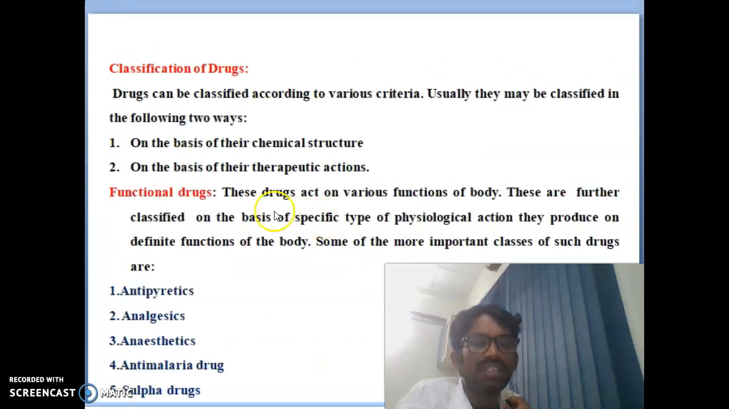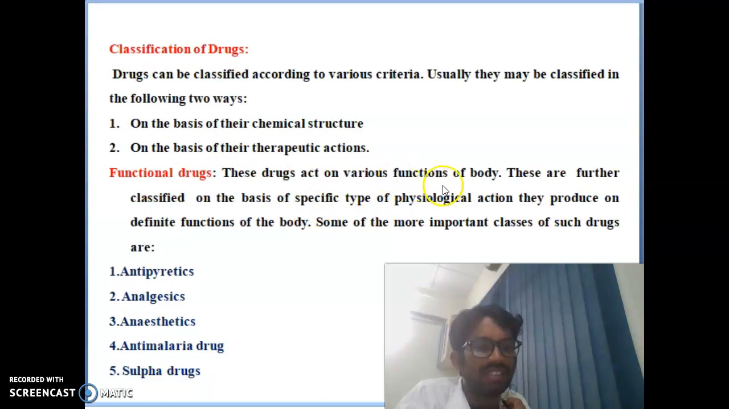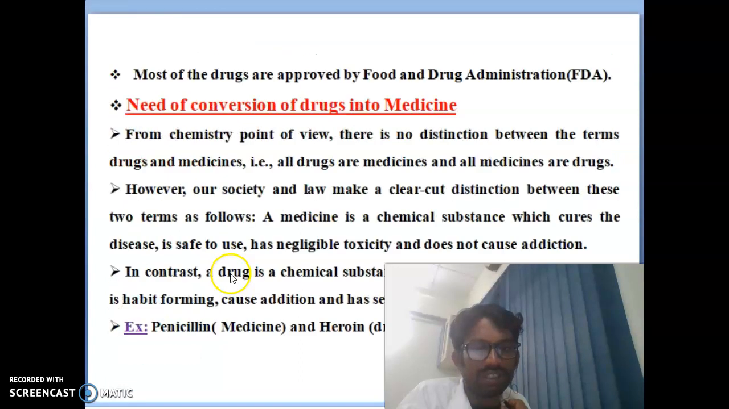Next you can see here classification of drugs. The drugs can be classified by various criteria: on the basis of chemical structure and on the basis of therapeutic action. The functions of drugs in the body are further classified based on the physiological process. You can see here antipyretic, analgesic, anti-malaria drugs, sulfa drugs. You can see that most of the drugs are approved by the Food and Drug Administration, FDA.